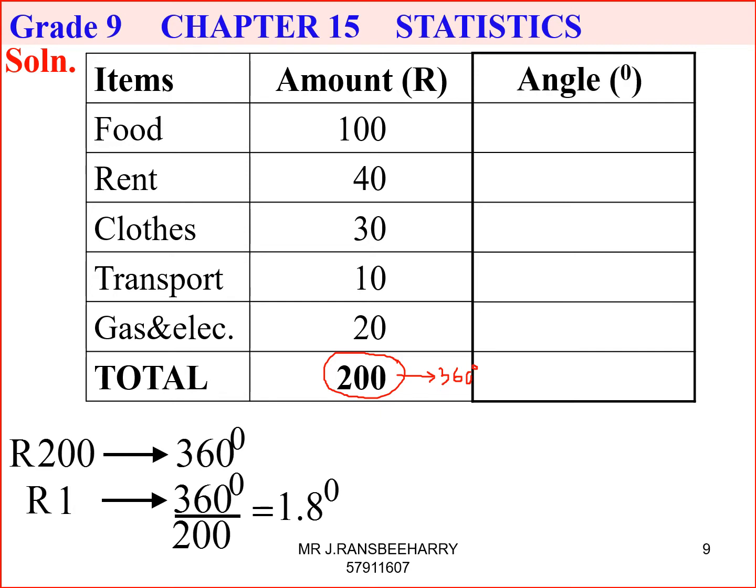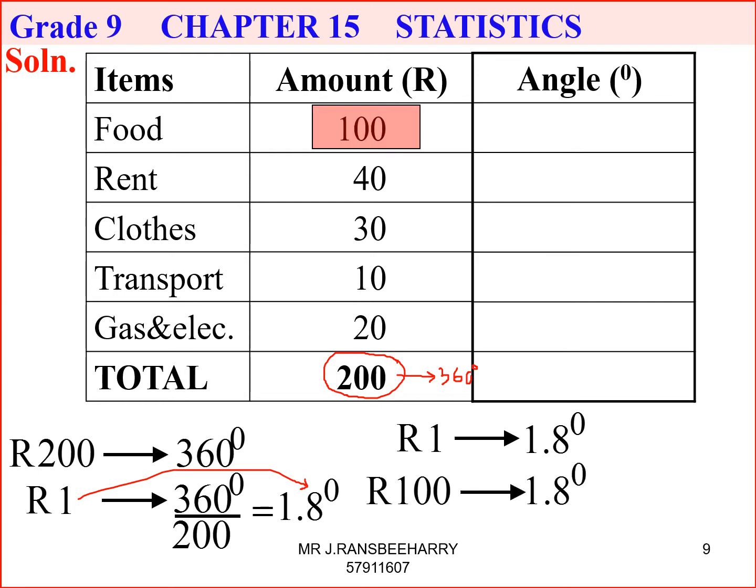So here we calculate, a new heading is added, angle for each item. So food represents 100 rupees. So 1 rupee is equivalent to 1.8 degrees. So 100 rupees is equivalent to 1.8 times 100. So 100 rupees is equivalent to 180 degrees.